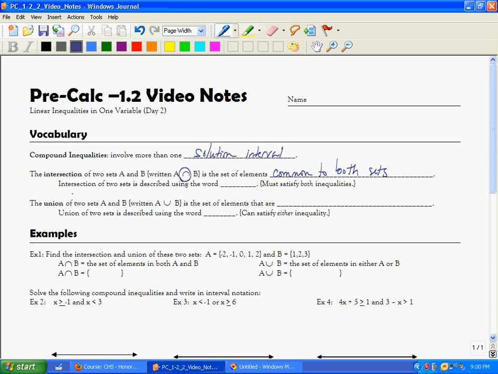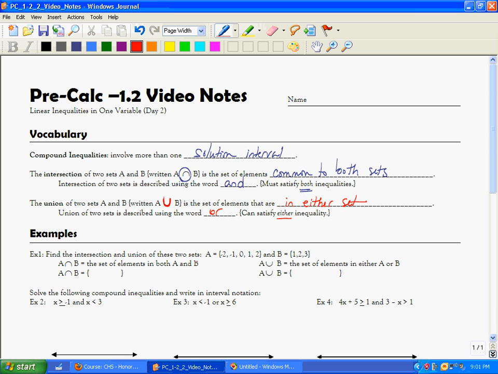The intersection of two sets can be described with the word AND, where it has to be in both inequalities. The union of two sets, which looks like a U, that's the symbol for union, is a set of elements that are in either set. The union of two sets is described by using the word OR. It can be in either of the inequalities.